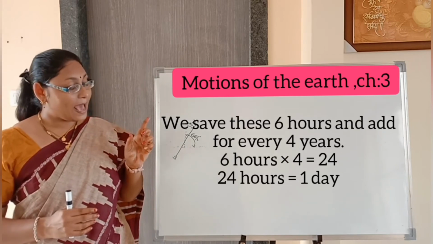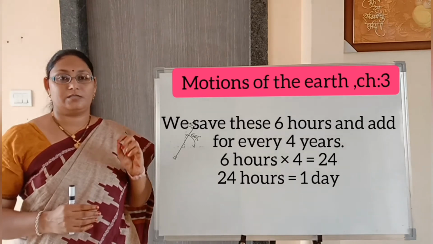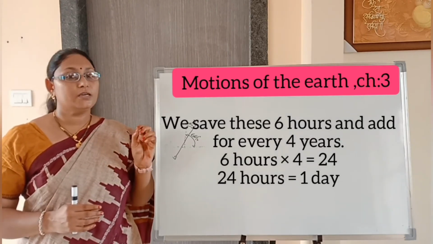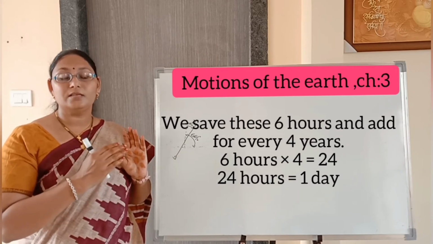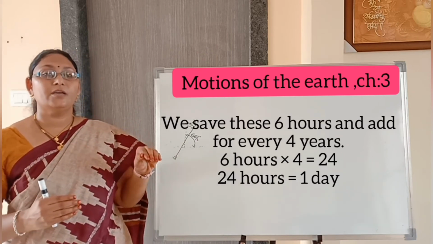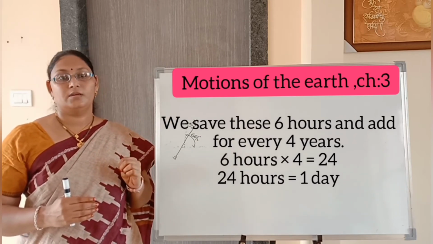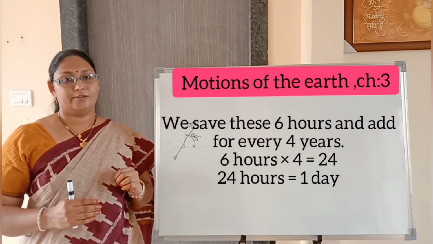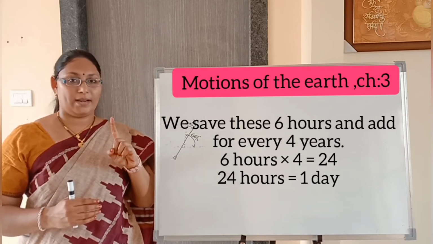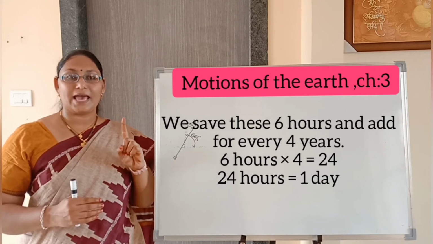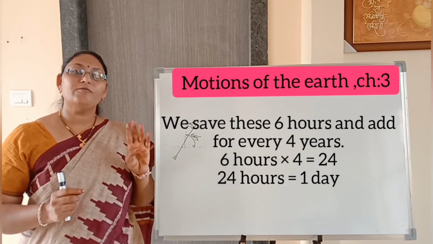But we add this 6 hours for every 4 years. Every year we keep aside 6 hours, and we add these for every 4 years. How much will it be? 6 into 4, 24 hours. Very good. These 24 hours mean 1 day. This 1 day will be added to the 365 days after every 4 years.